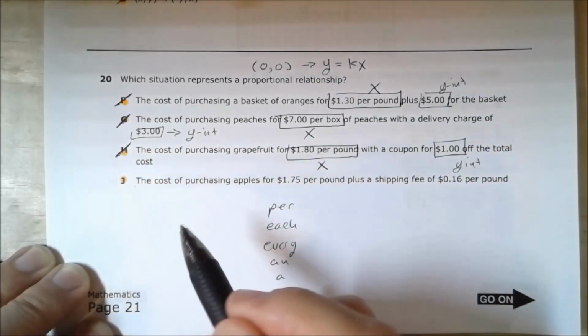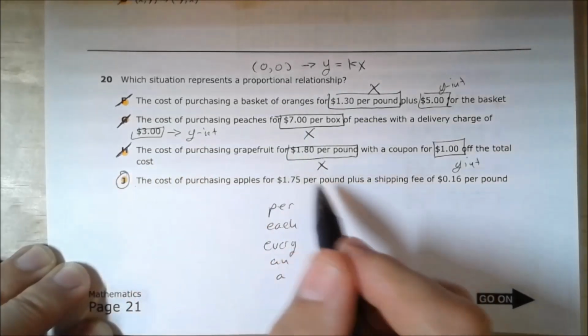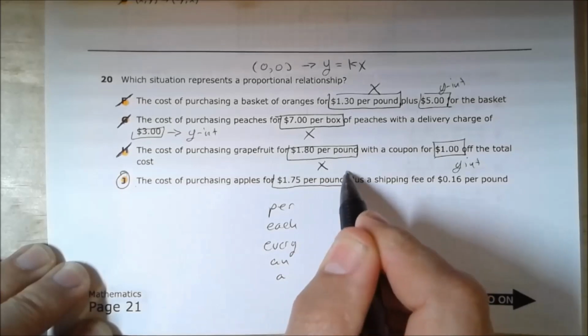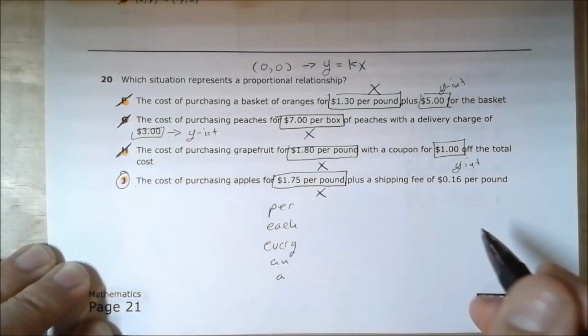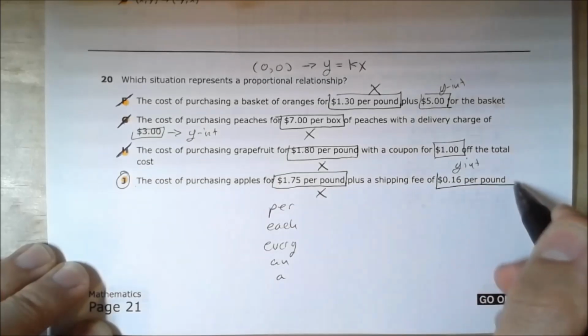So that tells you that it has to be J, and let's see why it's J. The cost of purchasing apples for $1.75 per pound, that's a unit rate, it gets the x, plus a shipping fee of 16 cents per pound.